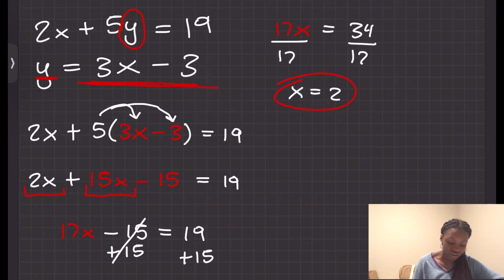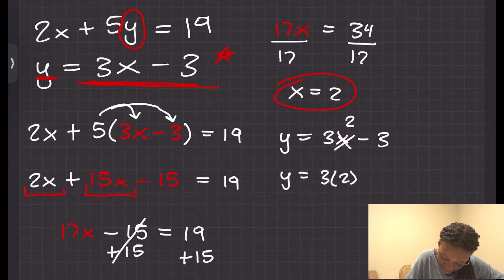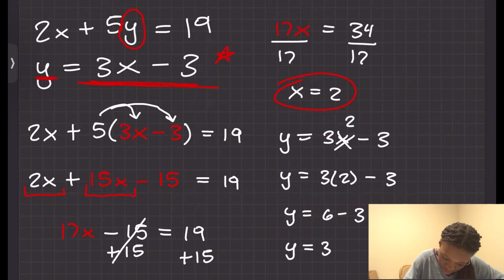So now we're going to plug 2 back into the original system of equations to see how we can solve for y. Like I did before, I'm going to use the bottom equation since it's going to be a little bit easier than using the one at the top. So I go y equals 3x minus 3, but I'm going to substitute x for 2. So y equals 3 times 2 minus 3. Y equals 6 minus 3. Y equals 3. So x equals 2 and y equals 3.